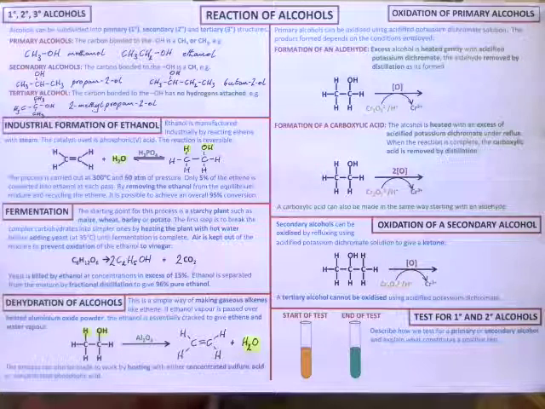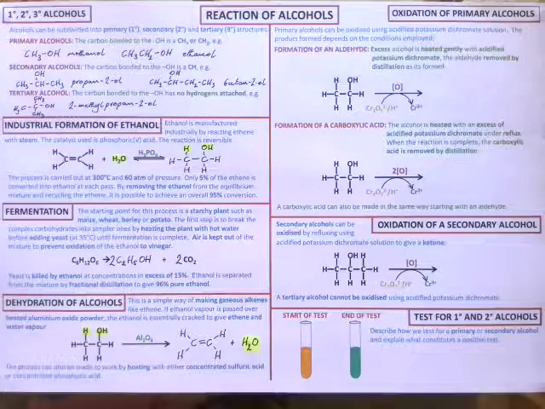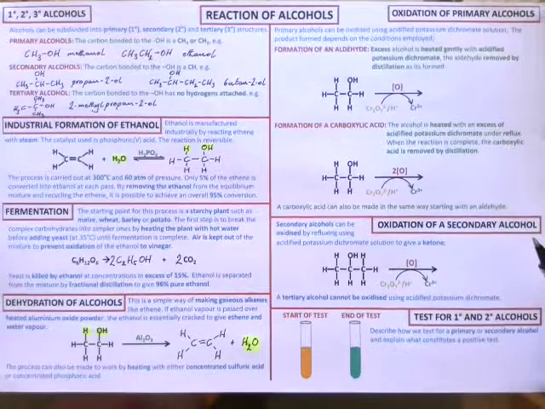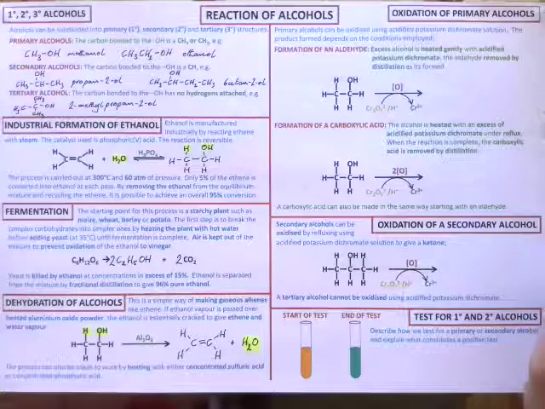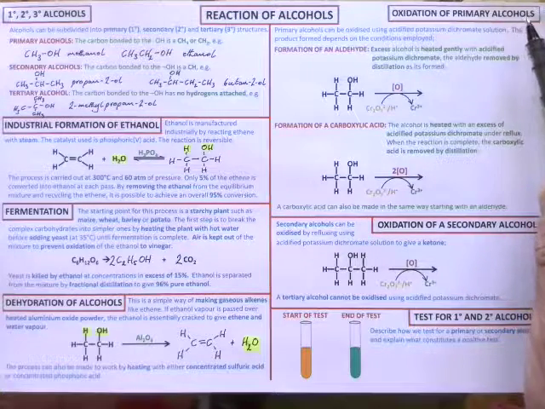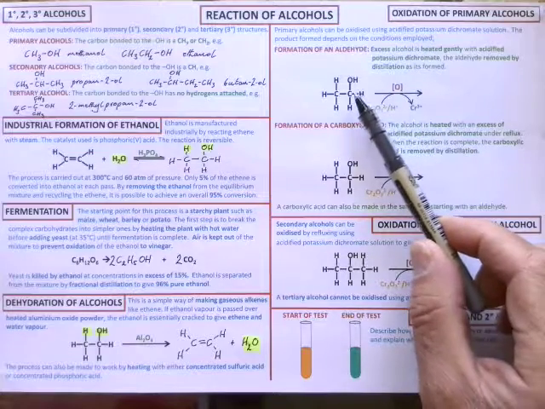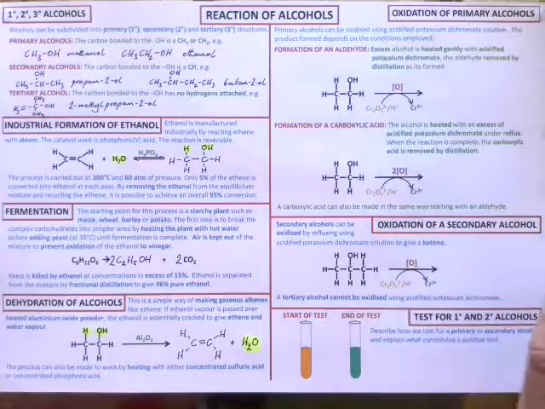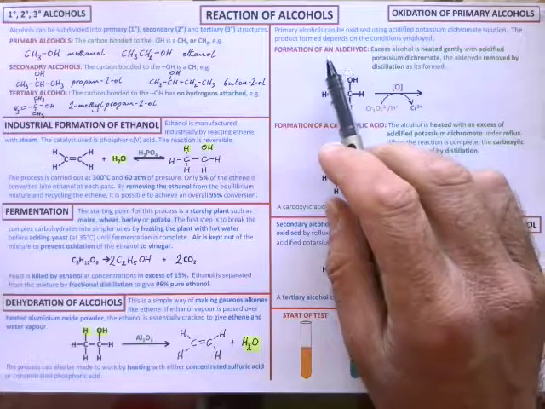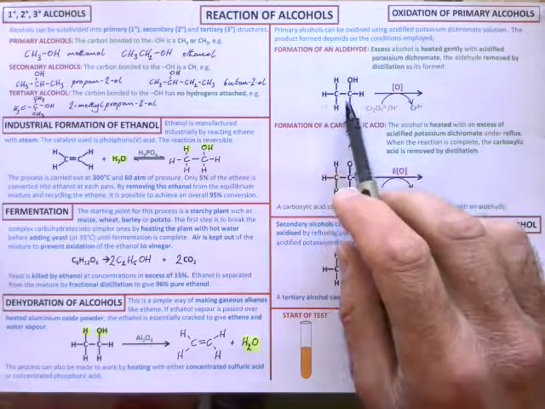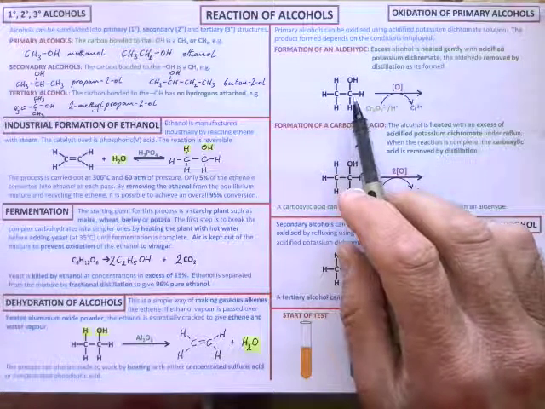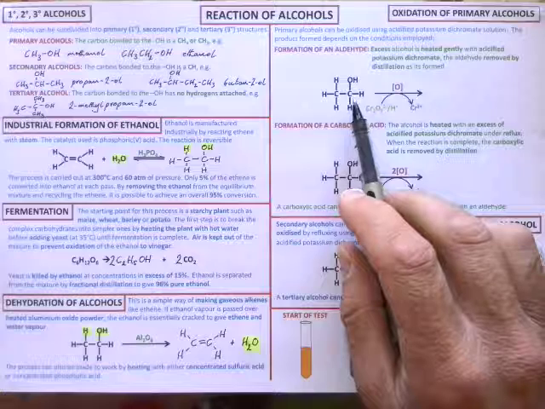Now this particular section of the poster comes up again and again and again, and so I'm going to take a bit of time to try and go through this as clearly as I can. So oxidation of primary alcohols. So we can oxidize alcohols to give us a variety of products. So the first product that you can get if you do a mild oxidation is to form an aldehyde.